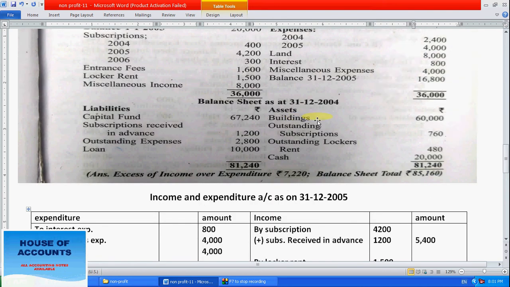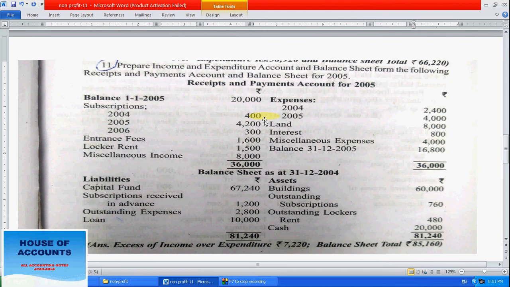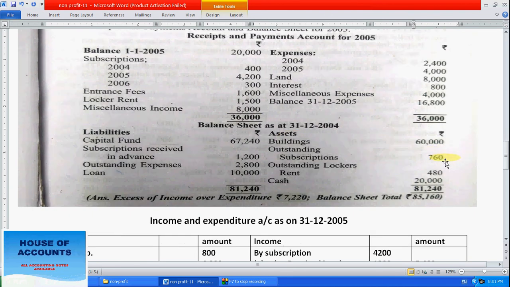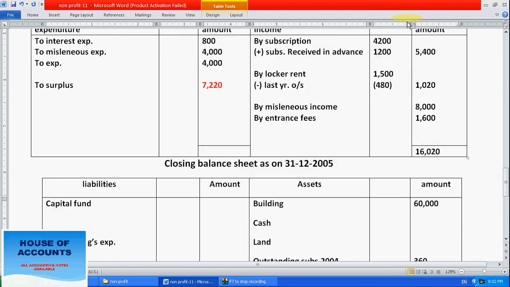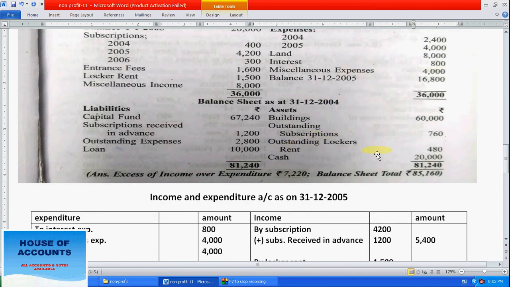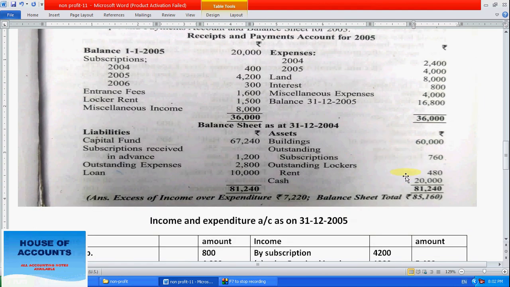Okay, last year subscription 760 we have to receive, but how much have we received? 400. So still 360 we have to receive. So what we have to do? We write outstanding subscription of 2004, old amount. So write here 360, old amount we have to receive. Now outstanding locker rent 480 we have to receive, and we received locker rent here. Okay, let it be. There is opening cash here, but we have to write the closing cash 16,800. That will be in here. Okay, so let it be this one.